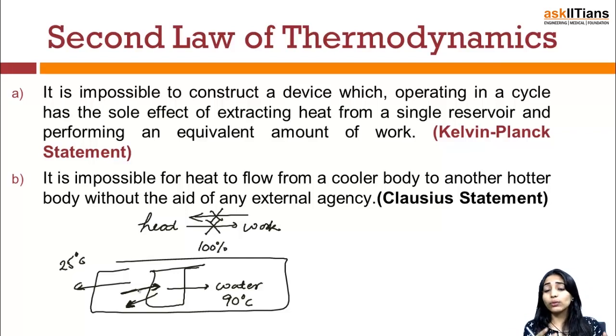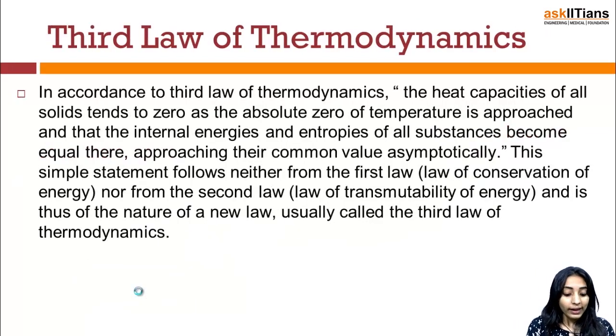So without the aid, without the help of any external agency, to flow the heat from lower temperature body to higher temperature body is not feasible. This is what is said by the second law. Now let us come over to the last law of thermodynamics. Let's see what the last law of thermodynamics says.